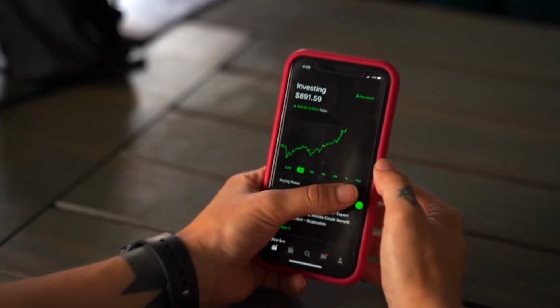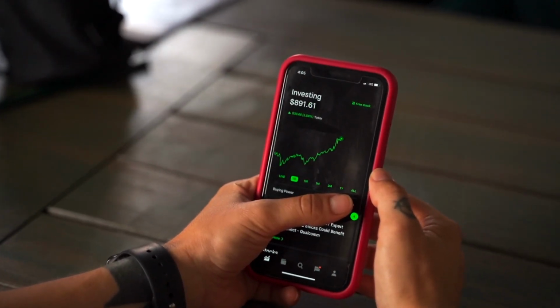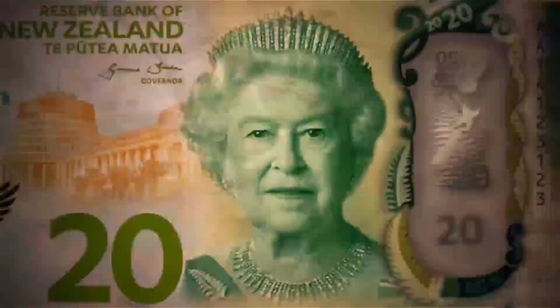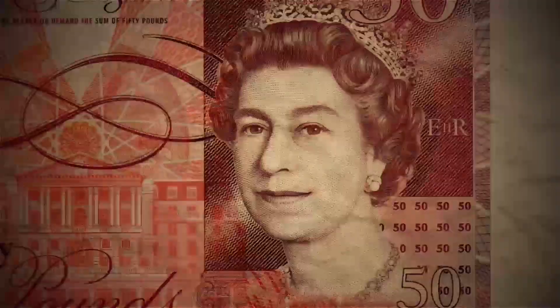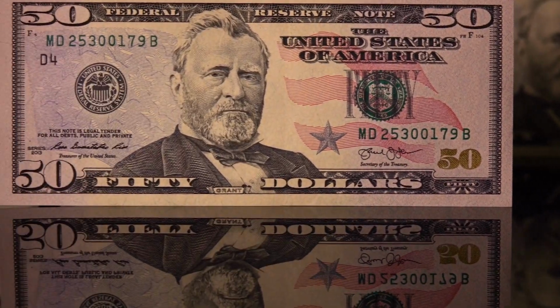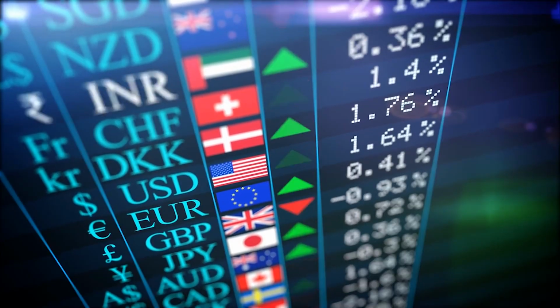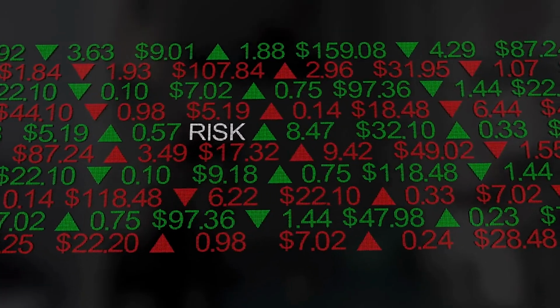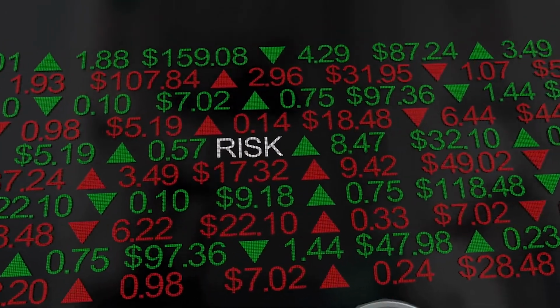AUD/JPY. This pair is particularly popular among traders who focus on risk sentiment. The Japanese yen is often considered a safe haven currency, while the Australian dollar is more risk-sensitive. When markets are optimistic, AUD/JPY tends to rise. When markets become fearful, the pair often falls.